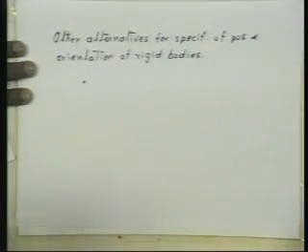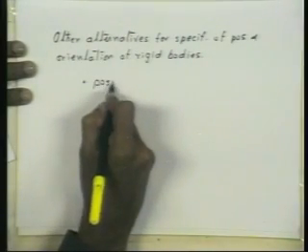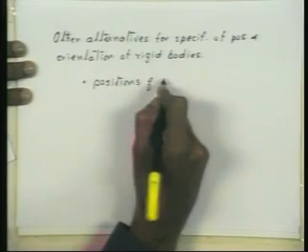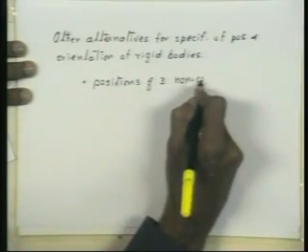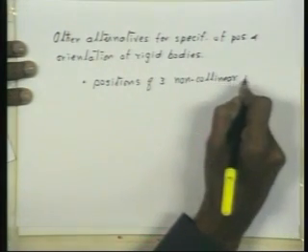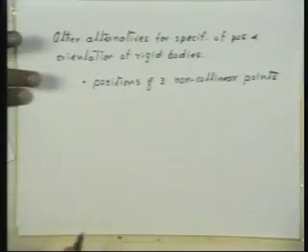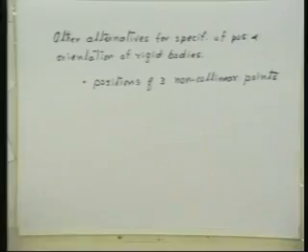So one is positions of three non-collinear points. So on the body, mark 3 points. These 3 points shouldn't be on a straight line. Now if you give the location of these 3 points in the global frame, that by itself defines the position and orientation of the rigid body. What it really means is that it fixes the rigid body in a particular position and orientation in the global frame.